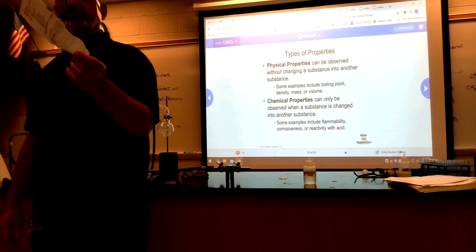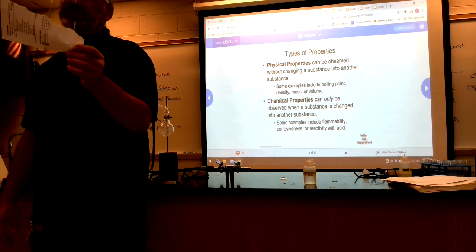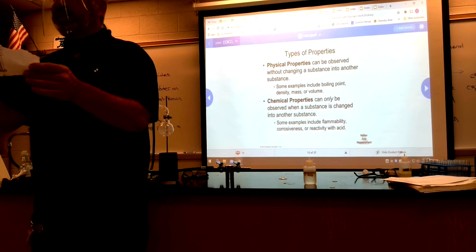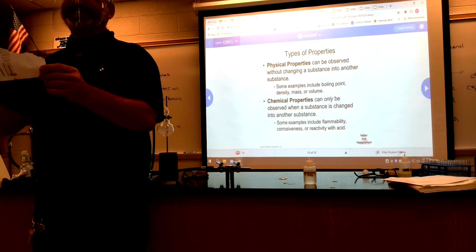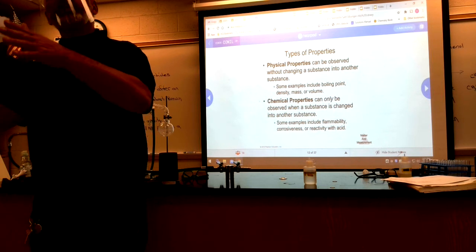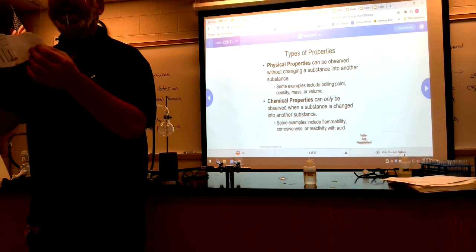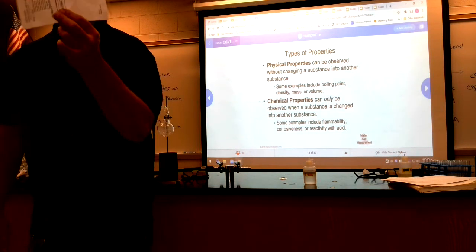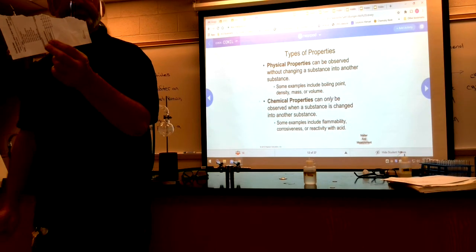Okay. What else could we tell about this? It has mass. We can measure the mass of it. We can measure the length and the width, and let's assume it was straight, the hypotenuse. We could measure and get length, width, height, volume, mass. Anything that we can determine about this piece of paper without changing the identity of it is a physical property.